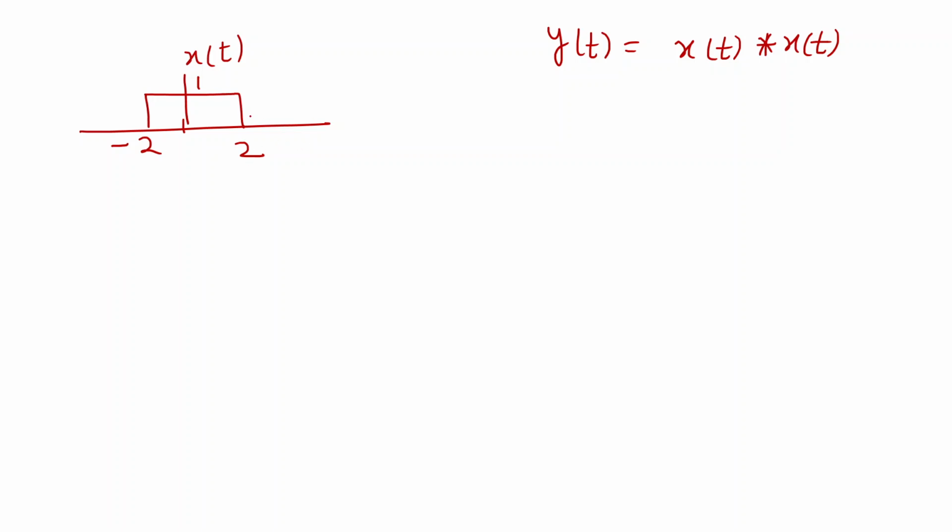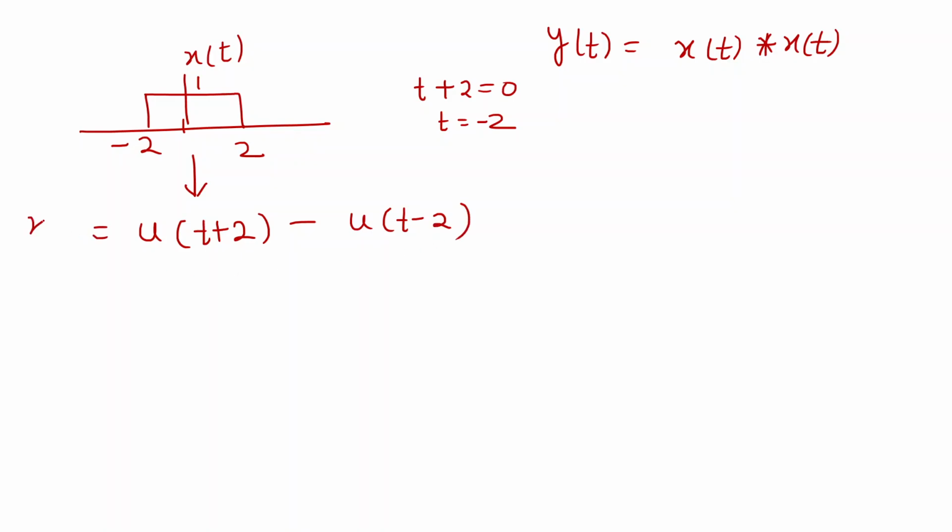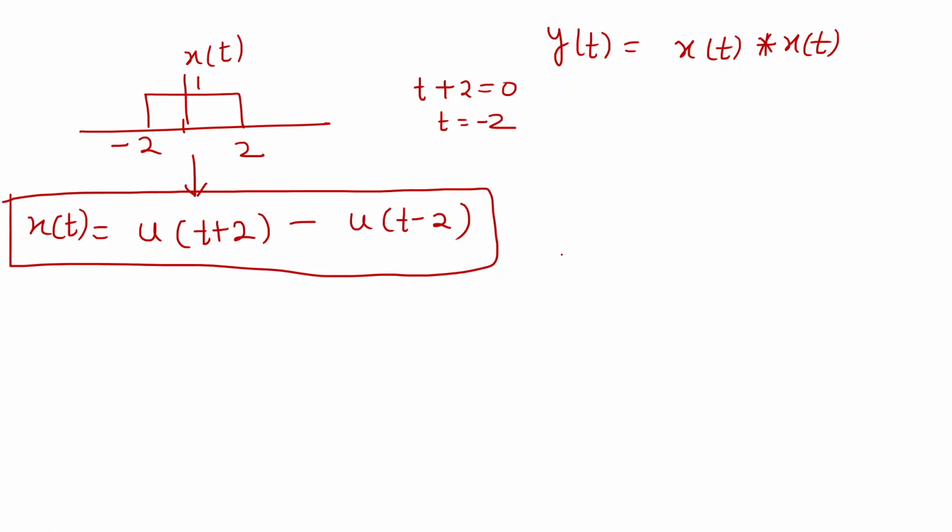Okay, so what to do? X of t convolution with x of t. First of all, I told you how to write the equation of this line. What is the equation of this line? U of t plus 2, it is starting at -2, because if you put t plus 2 equal to 0, then the time value is -2. That's why I'm writing u of t plus 2, because this is the advance in time. That's why u of t plus 2 minus u of t minus 2. This is the equation of this x of t. I think everyone is clear how I write this equation. Is it clear to you?